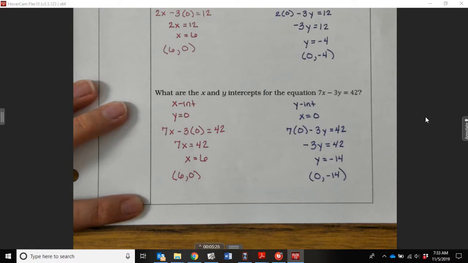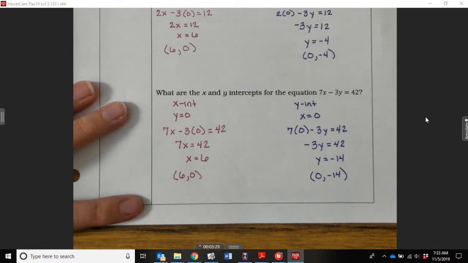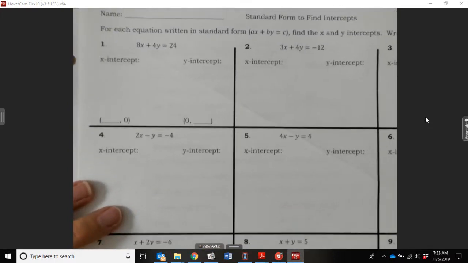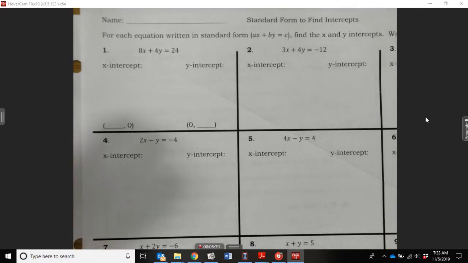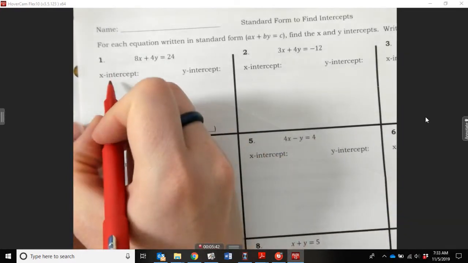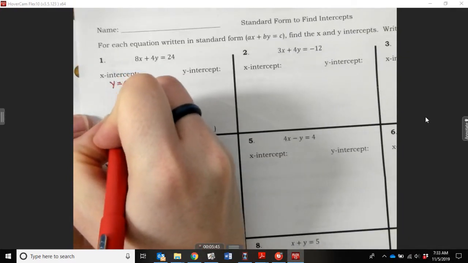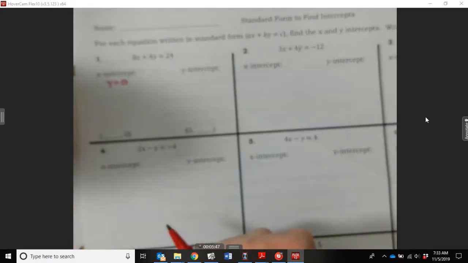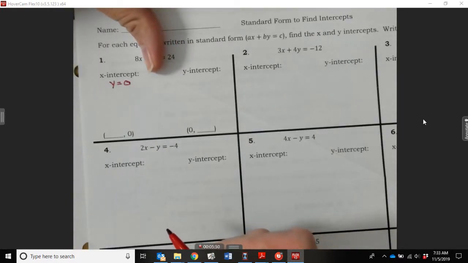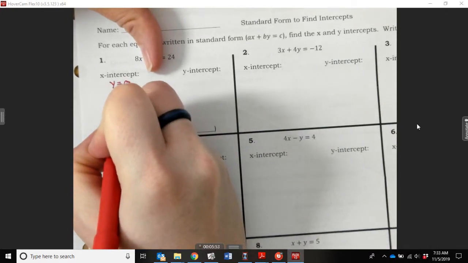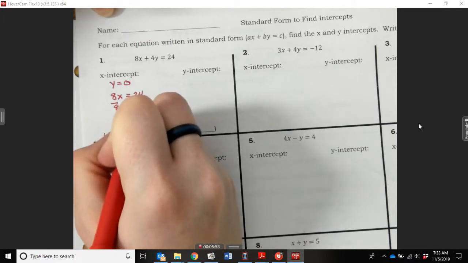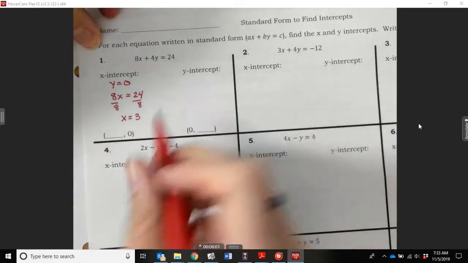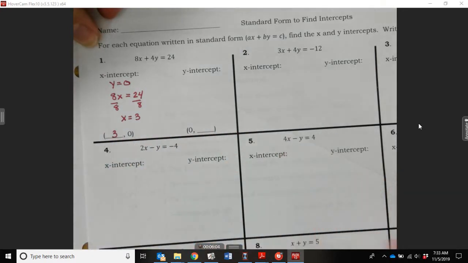Now, if you were not in class, then you should be practicing this paper after. And I'm going to go over 2 questions. I'll go over 1 and 4. And we're going to kind of shorten it just a smidge by saying if I'm trying to find an x-intercept, I know y is 0. If y is 0, that means it goes away. And what's left? Well, what's left is 8x equals 24. And then I'm going to divide both sides by 8, so x equals 3. And I'm going to write my ordered pair of (3, 0).